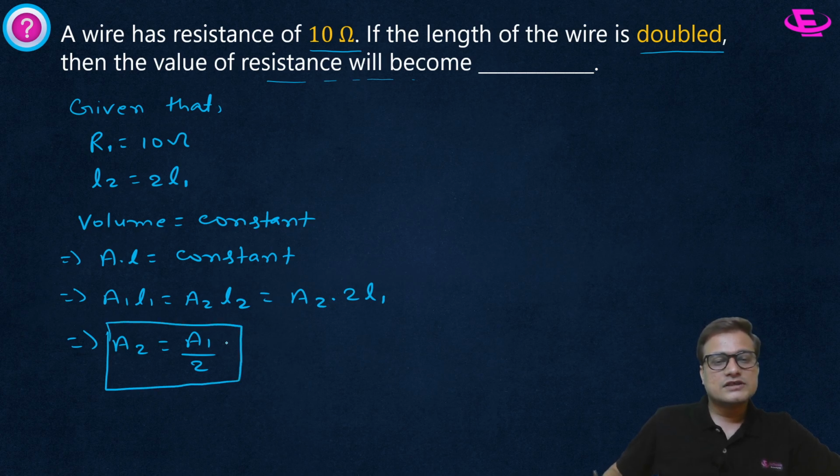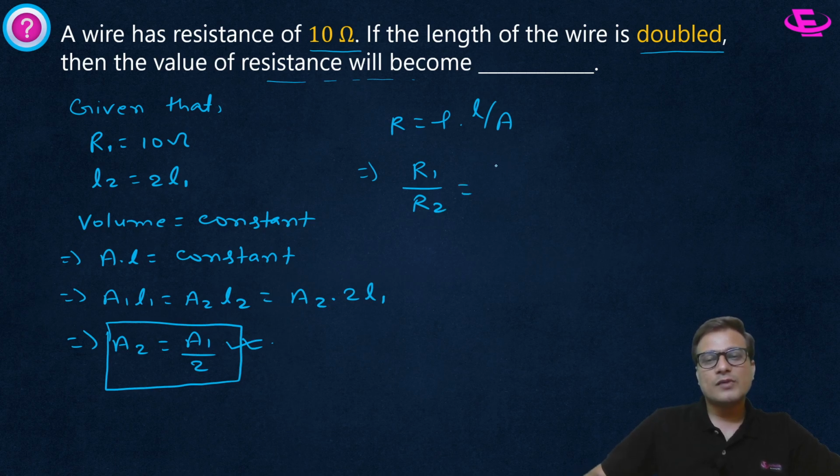Clear? So this is new area. Once you obtain the expression for area, so what do you know? R equal to rho into L by A. So what can you write? R1 by R2 equal to rho, and rho will be cancelled out. It will become L1 by L2 into A2 by A1. Clear? So L1 by L2.